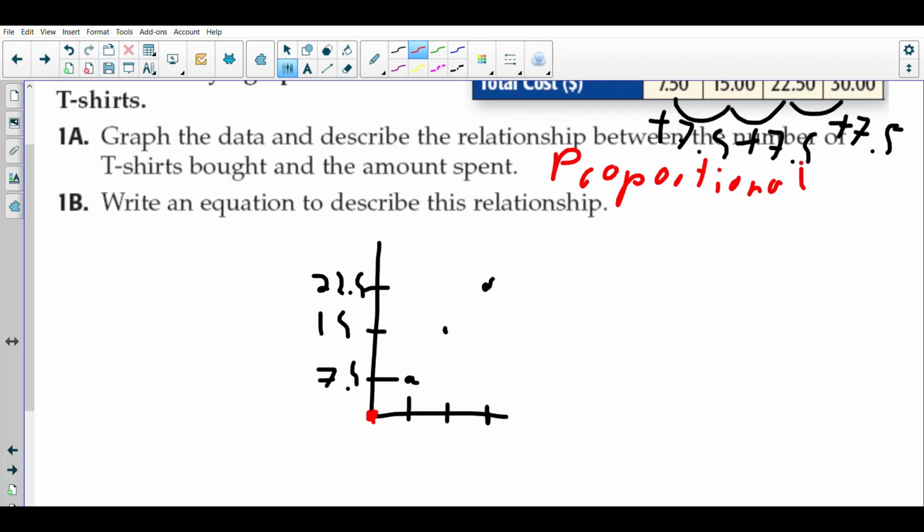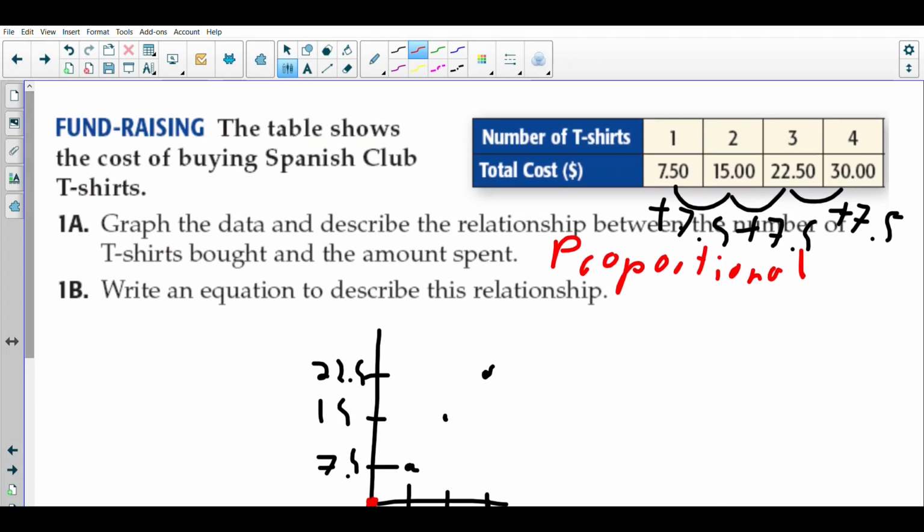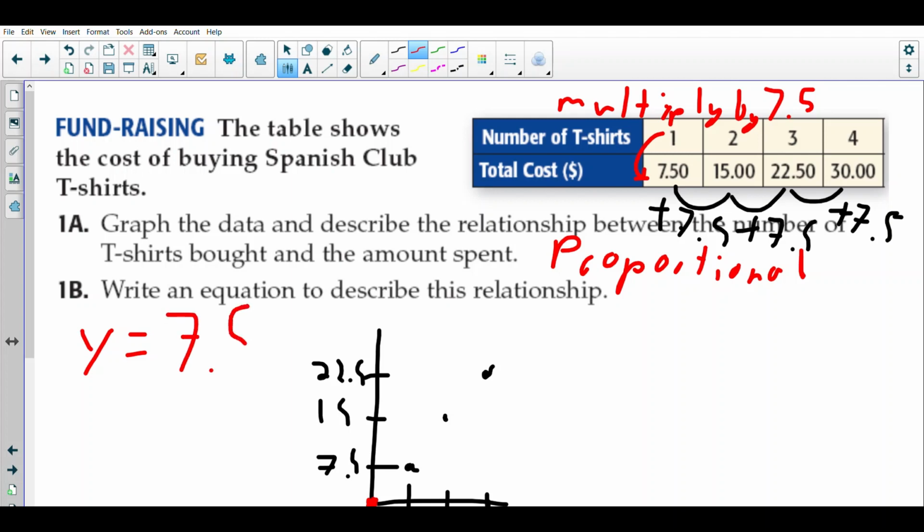And once again, if we look at what we are multiplying the top number by every time to get down here, it looks like we multiply by 7.5. All right, so we can make a general rule that says it's y equals 7.5x.